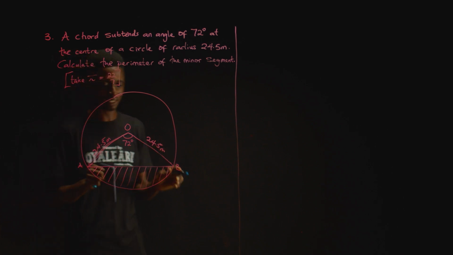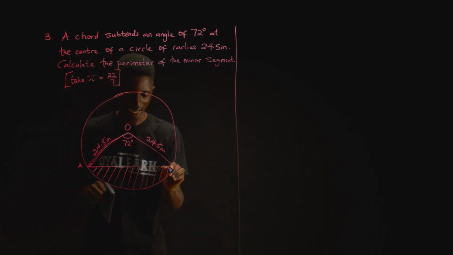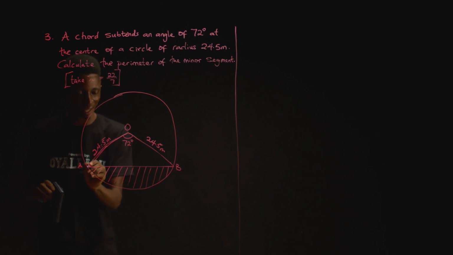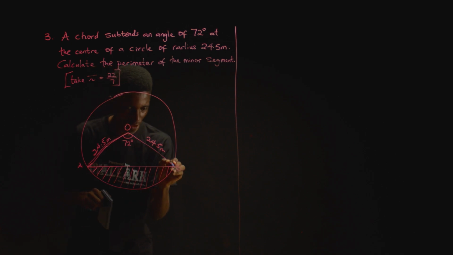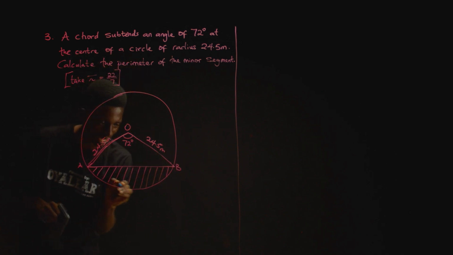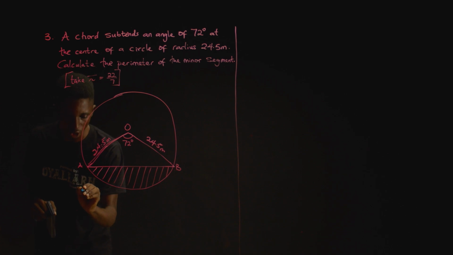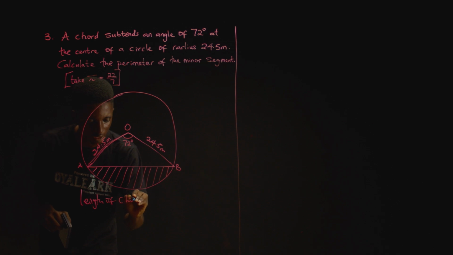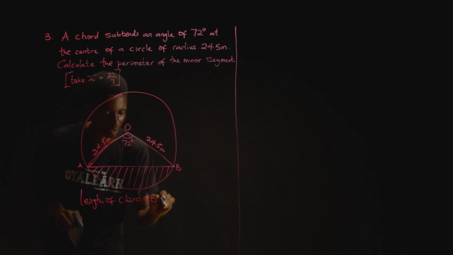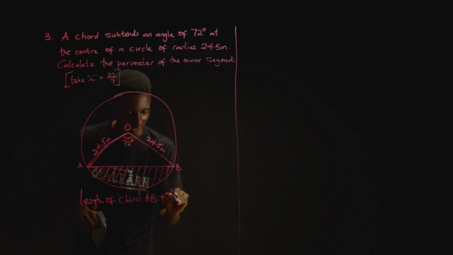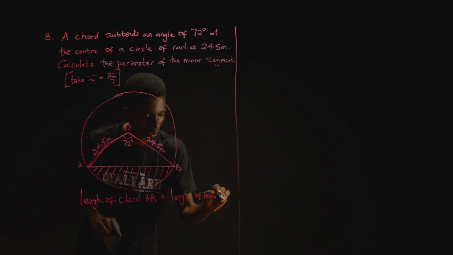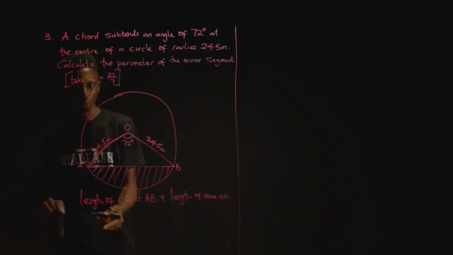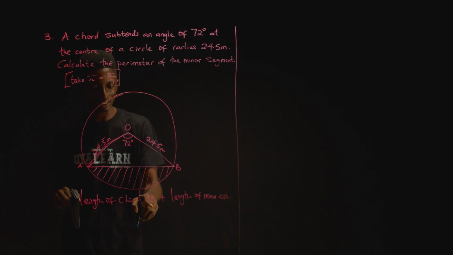Remember that a segment consists of a chord and an arc. So we are looking for the perimeter here. So what we need is this length here, this length of chord, and then the length of this arc, right? So that is, our answer becomes length of chord AB plus length of minor arc.